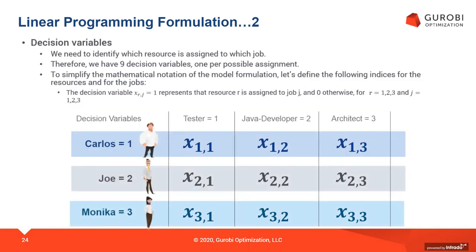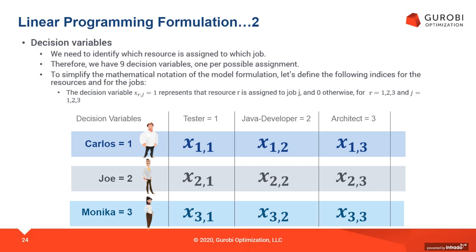So let's see how we can formulate this problem as a linear programming problem. A linear programming problem will have 4 components. And the first component that is very important to define in a mathematical optimization model are the decision variables. So in this particular case, the decision variables represent the different courses of action. So look at this table. Each cell in this table will have a decision variable that will tell us if we can assign a resource to a job. And to simplify our notation when we define our decision variables, we will use indices for each of the resources and each of the jobs.